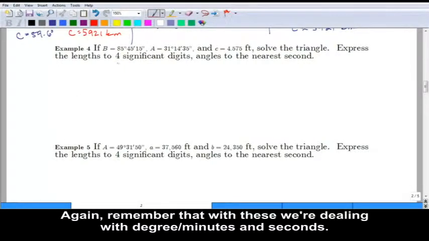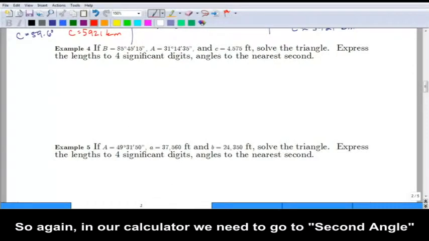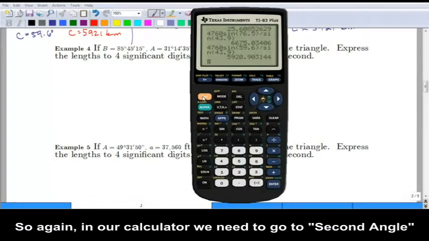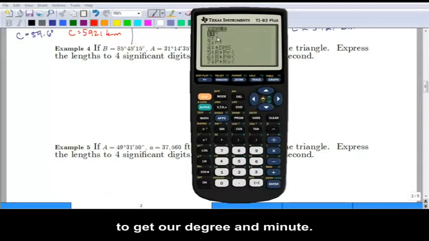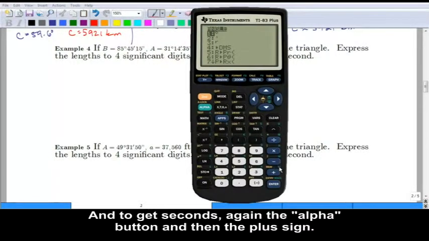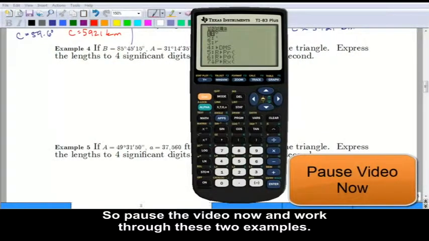Again, remember that with these, we're dealing with degrees, minutes, and seconds. So again, in our calculator, we need to go to second angle to get our degree and minute, and to get the seconds, it's again the alpha button and then the plus sign. So pause the video now and work through these two examples.